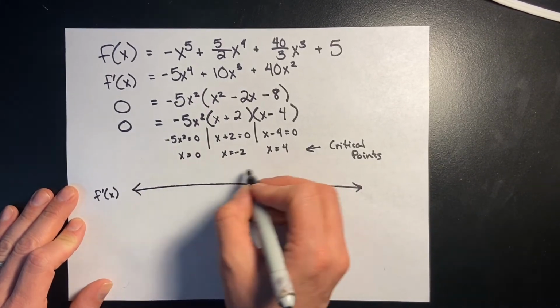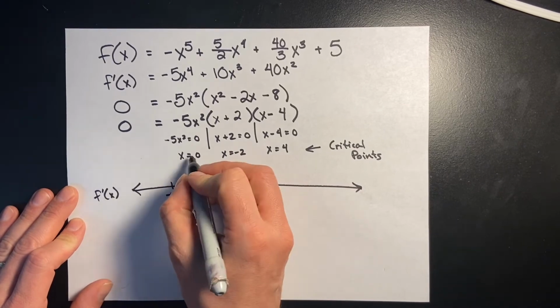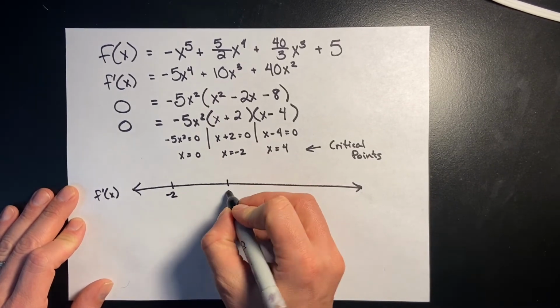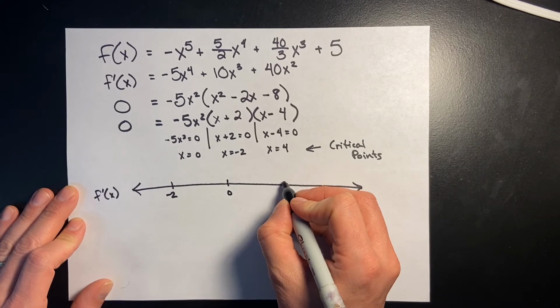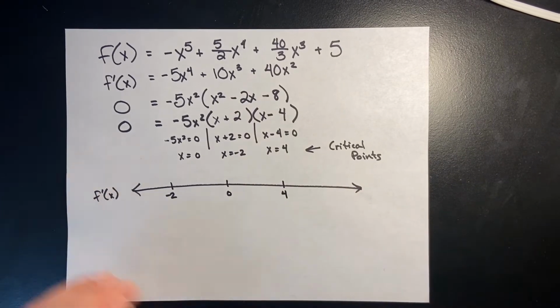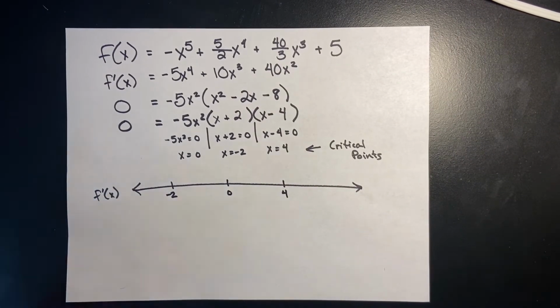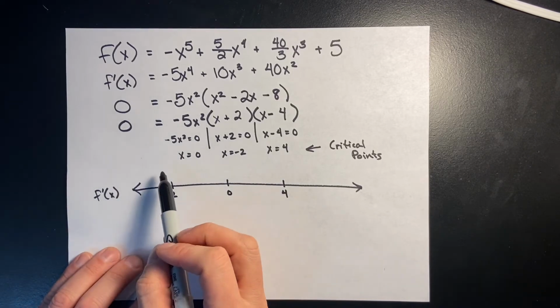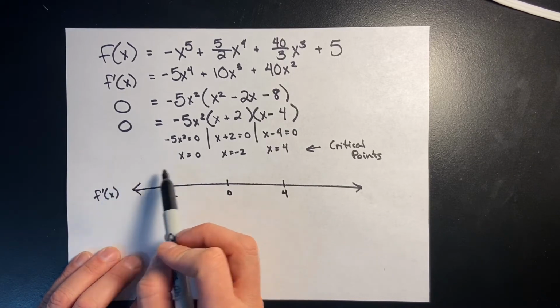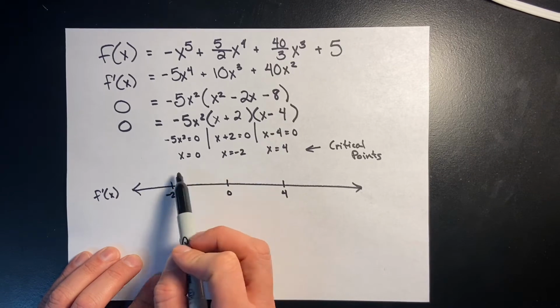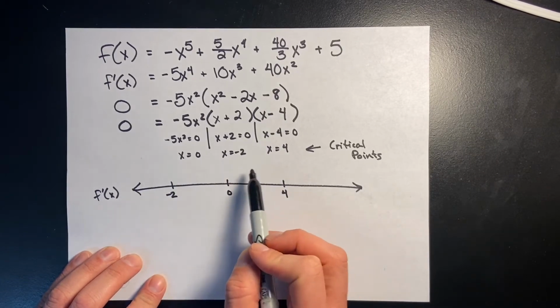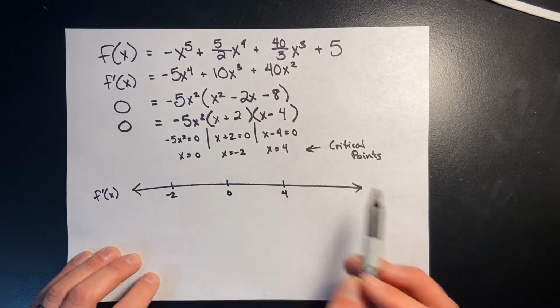My smallest critical point is -2, so I'm going to put a -2 right there. My middle critical point is 0, and my largest critical point is 4. Okay, it's not going to be inaccurate as far as the drawing goes, but I'm going to have an interval of everything smaller than -2, everything in between -2 and 0, and everything in between 0 and 4, and everything greater than 4.